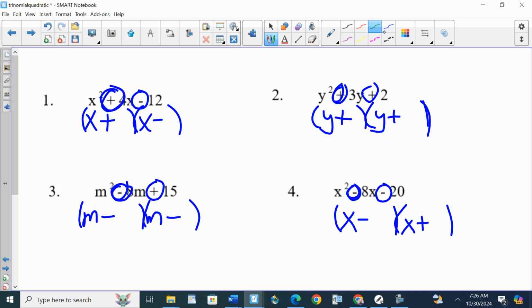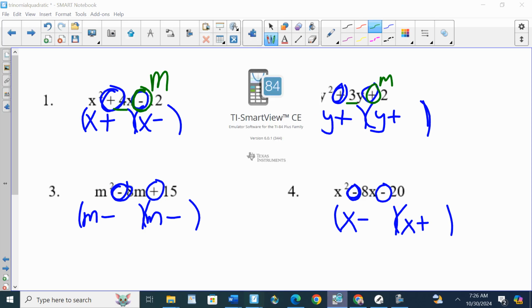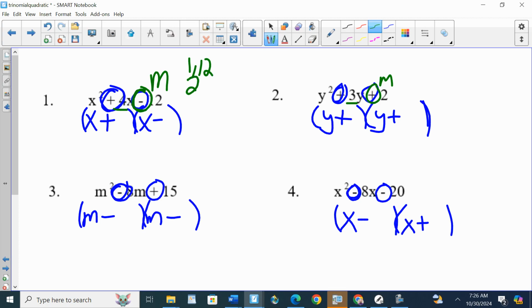Now, I'm looking for two numbers that multiply to the last number, and whatever sign this is, if it's a minus, they're subtracting to the middle number, or if it's a plus, it's adding to the middle number. So I want to know all my numbers that multiply to 12. There's a little calculator trick that we can use to help us, or you can just list your factors. So starting with 1, 1 and 12, 2, 2 and 6, 3, 3 and 4. Those are all my numbers that multiply to 12.